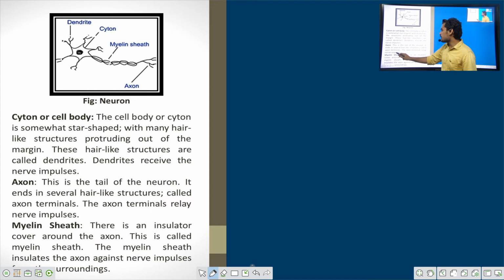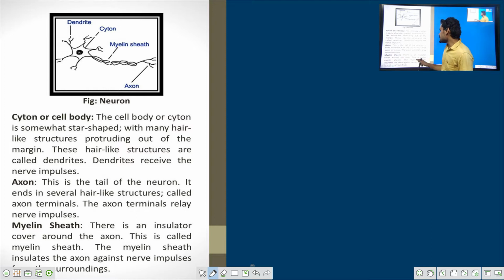The axon terminal relays nerve impulses. So we should make it clear: dendrites receive the nerve impulses or signals, whereas axon terminals give out the signals to the neighboring cells. Now, myelin sheaths. You can see here a sheath is present in the neuron.